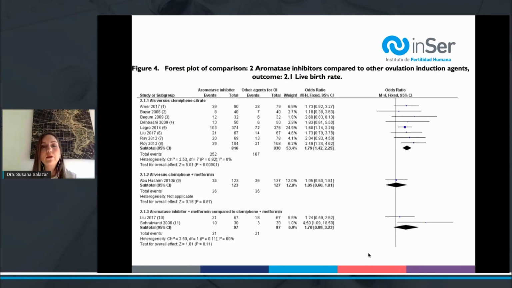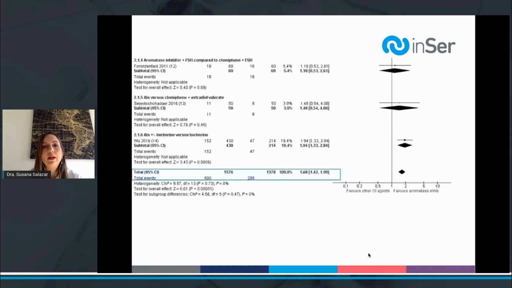13 studies that include 2,954 women compared letrozole with clomiphene with or without adjuncts. Letrozole was found to significantly increase the live birth rate compared to clomiphene, with an OR of 1.64 and confidence interval of 1.42 to 1.99.